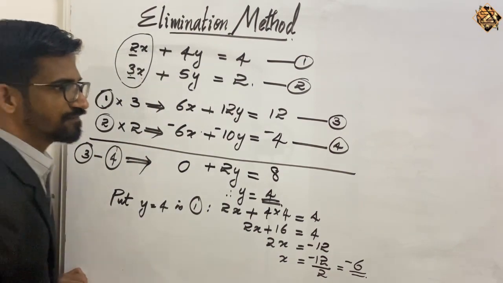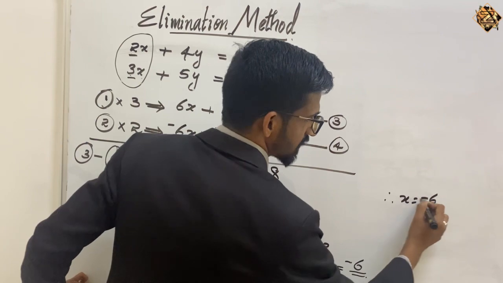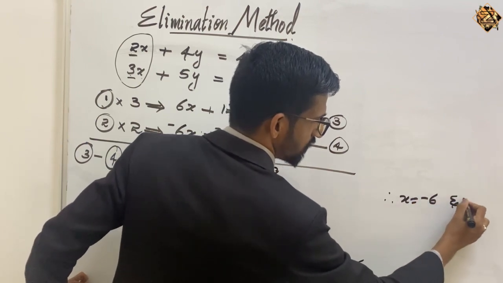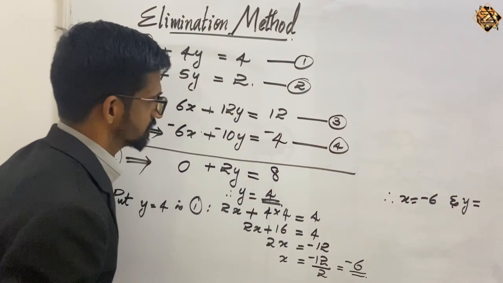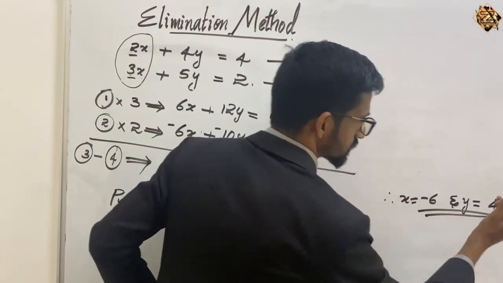Okay, so finally we found, therefore, x equal to minus 6 and y equal to 4 are the required answers. Hope it is clear.